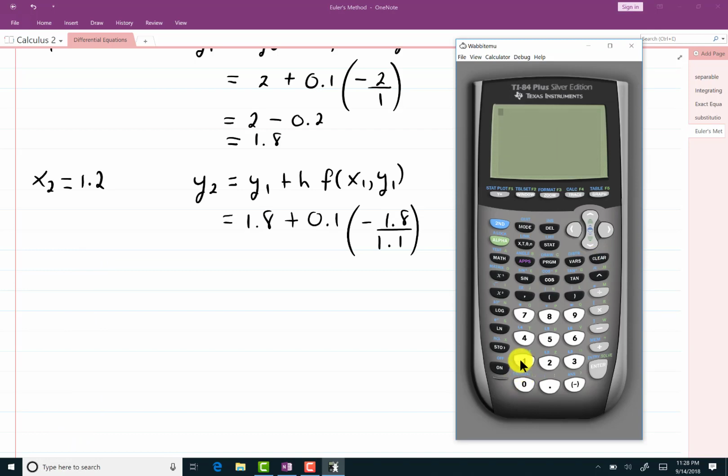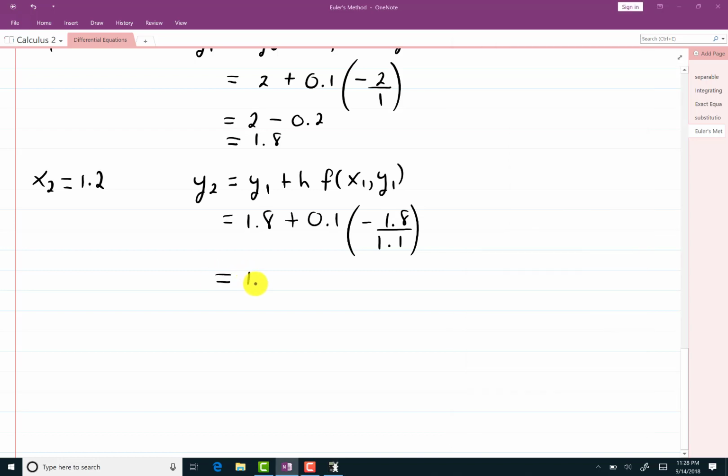All right, let's see. We have 1.8 plus 0.1 times, then we're going to have negative 1.8 divided by 1.1. And that equals 1.636363. I'll put 63 with a bar over it. And you can continue this process.